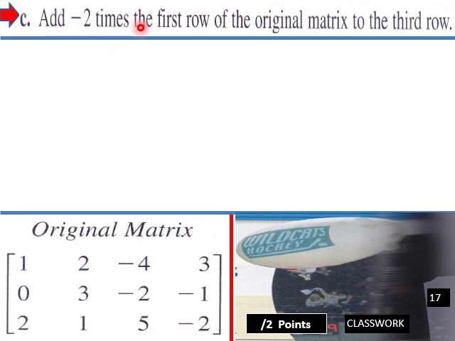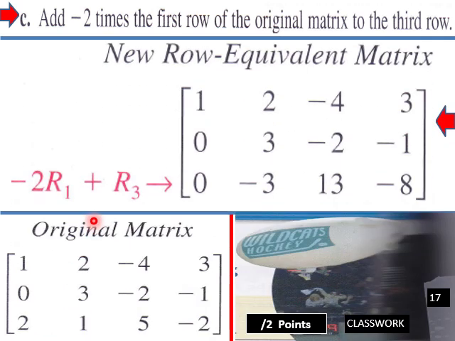And then C, add -2 times the first row of the original matrix to the third row. So now we're going to add -2 times first row. We're going to add that to our third row after we do our multiplication. So here is our new row equivalent matrix. So it's -2 times row 1, and then we're going to add that to row 3 down here. And then this is our new row 3 down here, 0, -3, 13, and -8. And then this is what we started with. This was the original row 3. So that is totally okay for row operations.